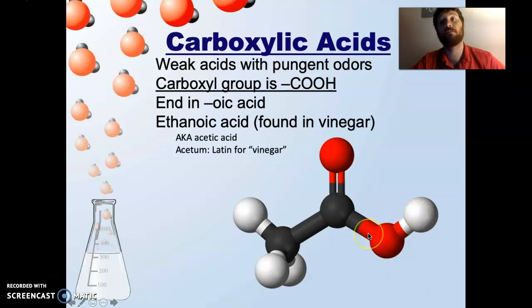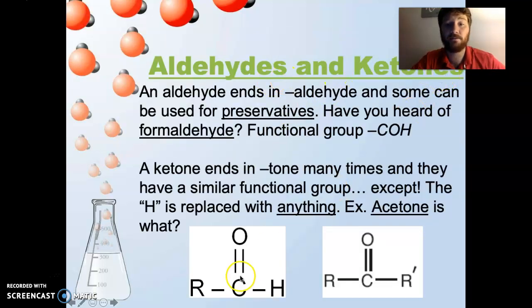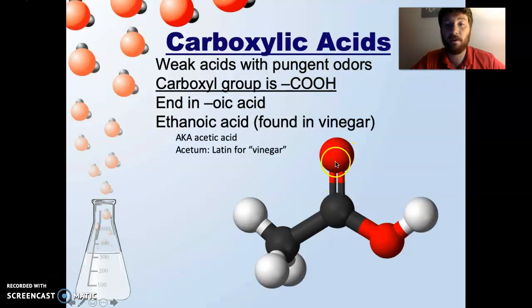This is different from the previous slide where we had aldehydes and ketones. You can see that this was a double bond to an oxygen with a hydrogen. This is a double bond to an oxygen with an oxygen hydrogen. So it has a double bond to an oxygen with this alcohol group. And these end in OIC. So ethanoic acid is something that is found in vinegar, which makes it have this pungent acidic odor. So you have ethanol.